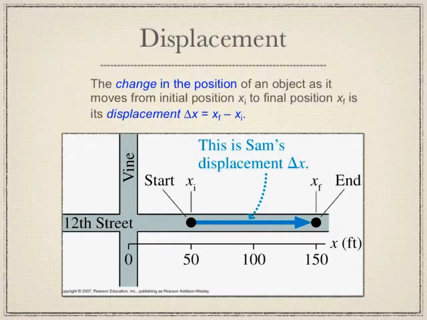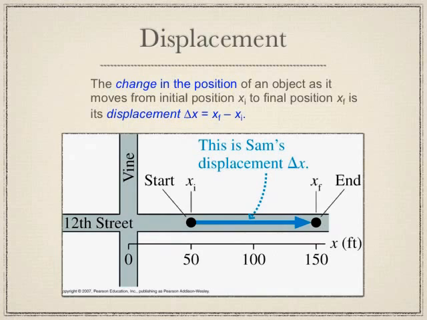The start and end mark the start of our observation and the end of our observation. It doesn't mean that Sam has started his motion and then ended his motion. It just means that's the start and end of our observation. Sam could very well be moving before the start of our observation, or after the end of it. All we're saying is between the start and the end, we have observed a displacement.